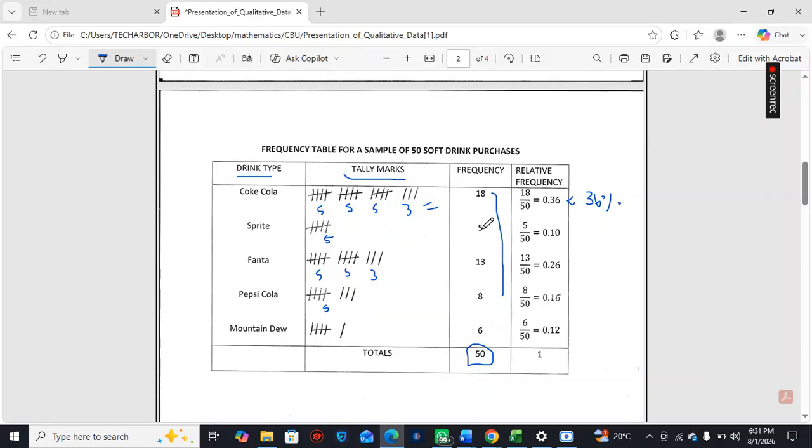Okay. If it's Sprite, frequency over total frequency, 5 over 50, 0.1. So out of the soft drink purchases, 10% was Sprite. Okay. Fanta, here it's 13. So 13 divided by 50, 0.26. Out of these 50 purchases, 26% were Fanta.